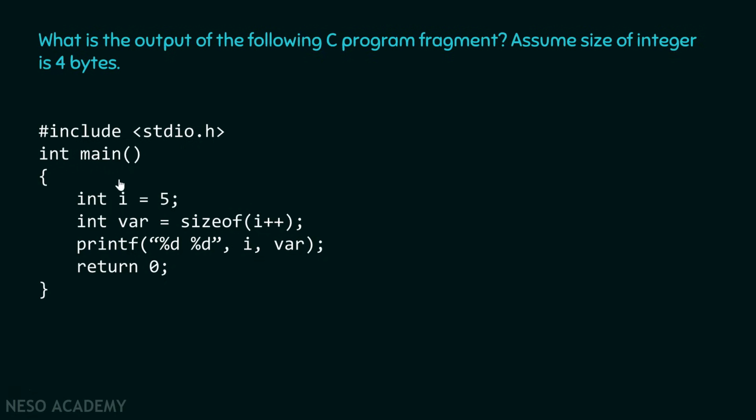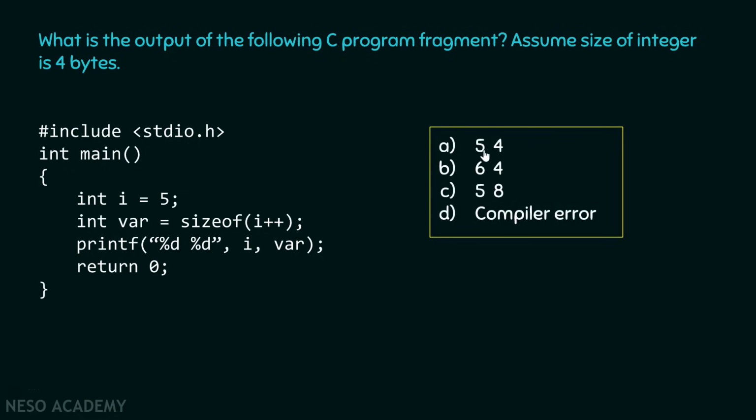Here inside this particular main function, I have declared one variable I and assigned it a value 5. I declared another variable var and assigned it an expression, which is a sizeof operator, and inside this sizeof operator, I have provided I++. And after that, we are trying to print the value of I as well as the value of var. Now what would be the output?